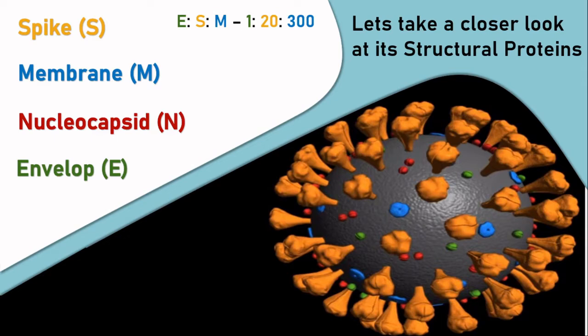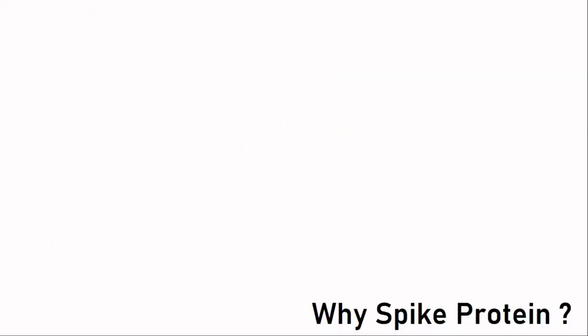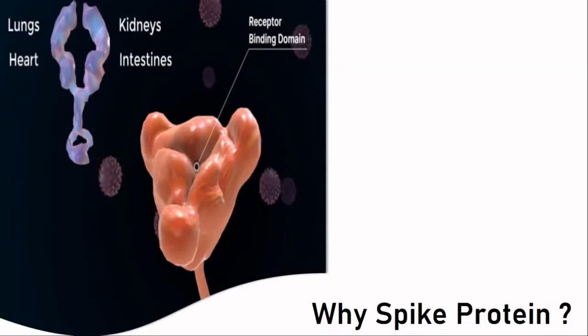But among all these proteins, we are going to target more on the spike protein. We're going to talk more about it. And why we need to talk about spike protein is because that is the one which plays a very important role in the first step of the virus life cycle, which is called adherence.